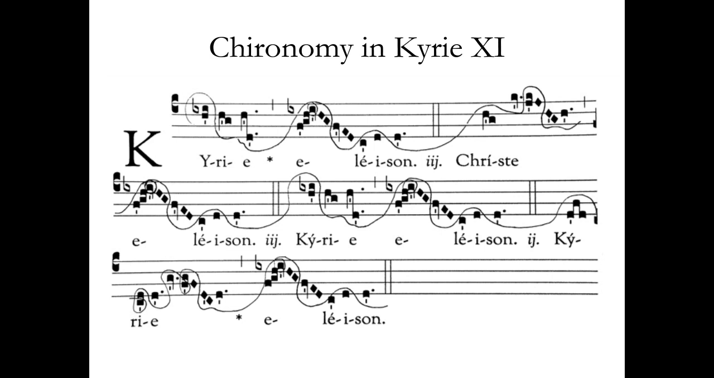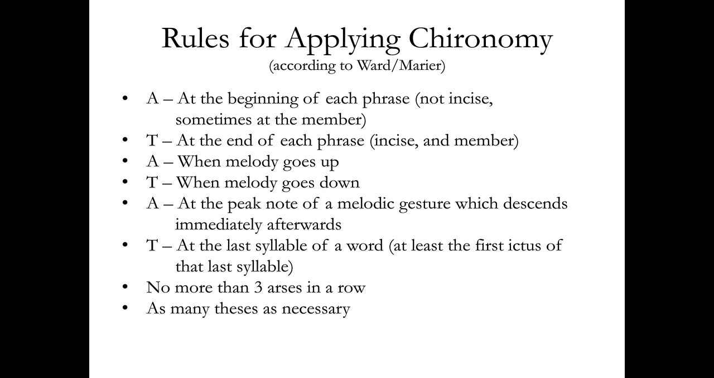And then one of the next rules is at the last syllable of a word, we use a thesis, at least for the first ictus of that last syllable. You want usually no more than three arses in a row. Some books say four, and you can add as many theses as necessary, although there are some things you can do to keep your gesture more centered so you don't end up with your arms too far out.